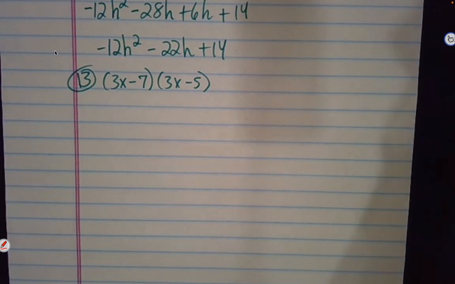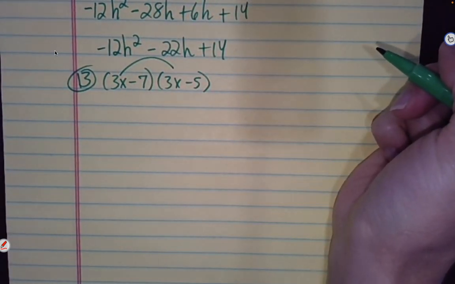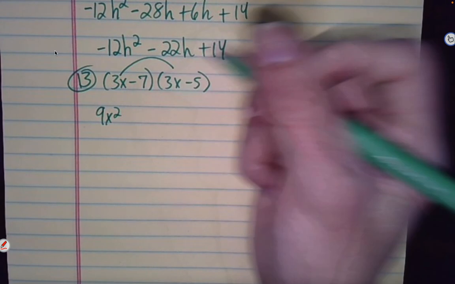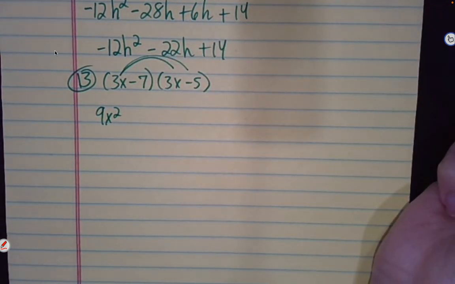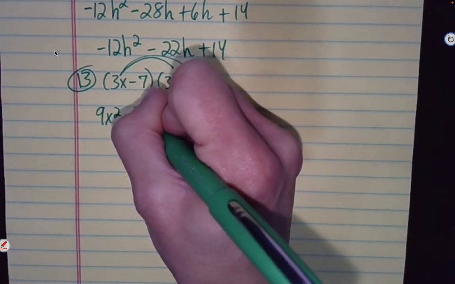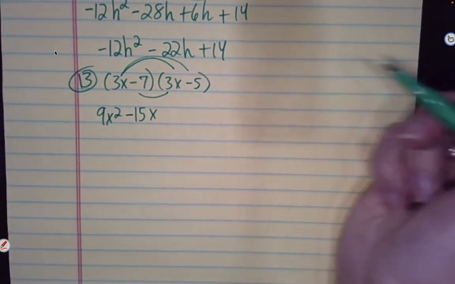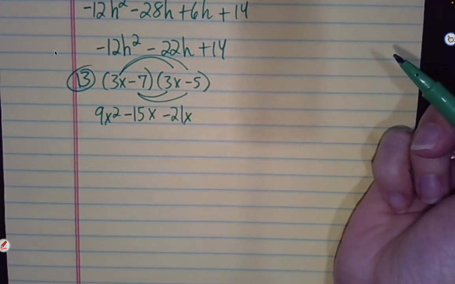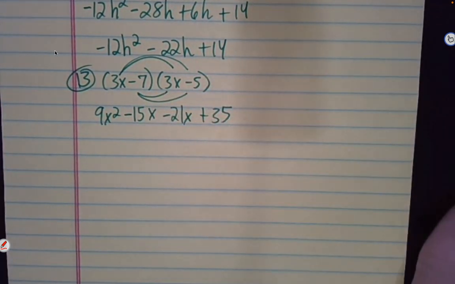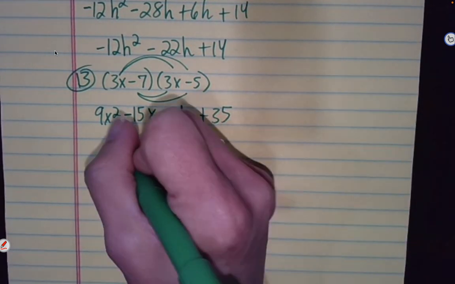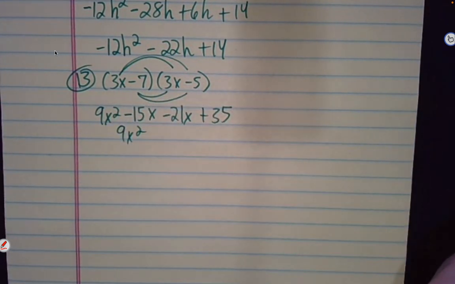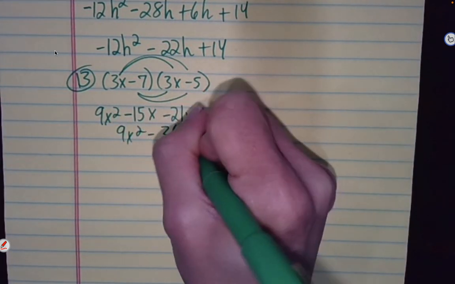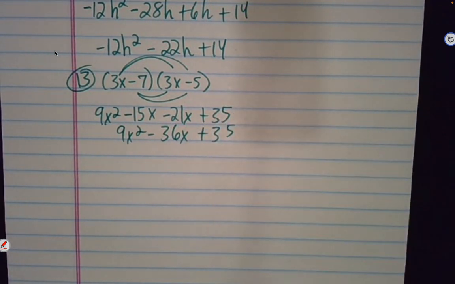Okay, so if I FOIL, I take 3x times 3x. What is that? 9x squared. And 3x times negative 5, and it's negative 15x. Negative 7 times 3x, negative 21x. And negative 7 times negative 5, positive 35. Do y'all not need me to go over these? Y'all do? Okay. I get 9x squared minus 36x plus 35. That is, yeah, D.